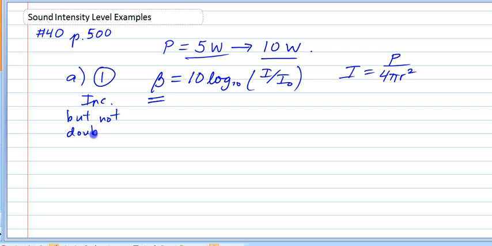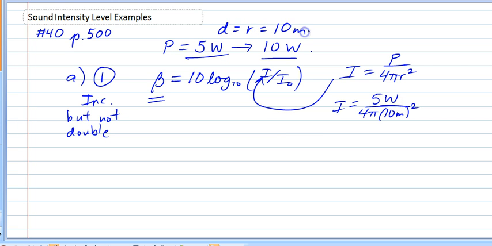Now, for a quick proof of this, we calculate the intensity and plug it into the equation for loudness. So the intensity is the power, 5 watts over 4 pi times 10 meters squared. I'm sorry, we're 10 meters away from the source, so the distance or the radius remains a constant 10. And this gives us an intensity of 3.98 times 10 to the negative third watts per meter squared.